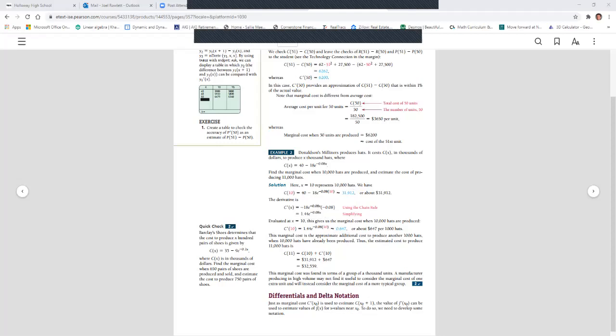Okay. Let's move to differentials and delta notation.